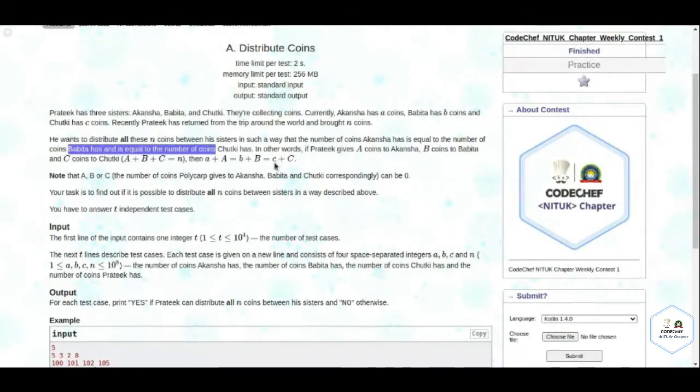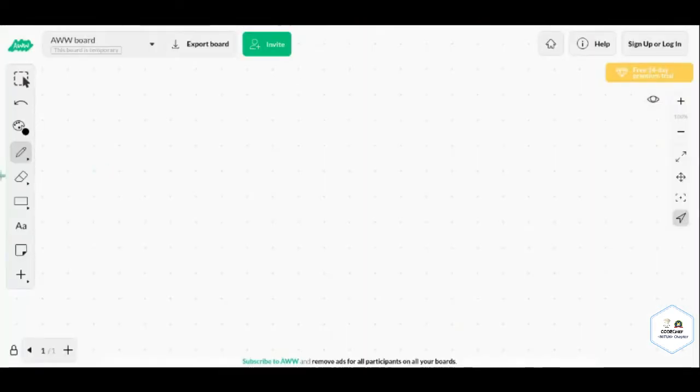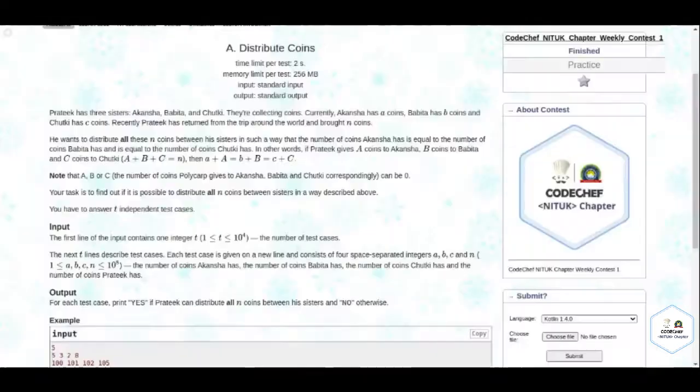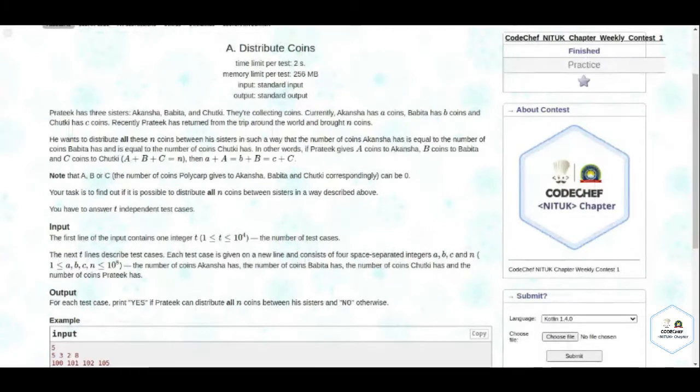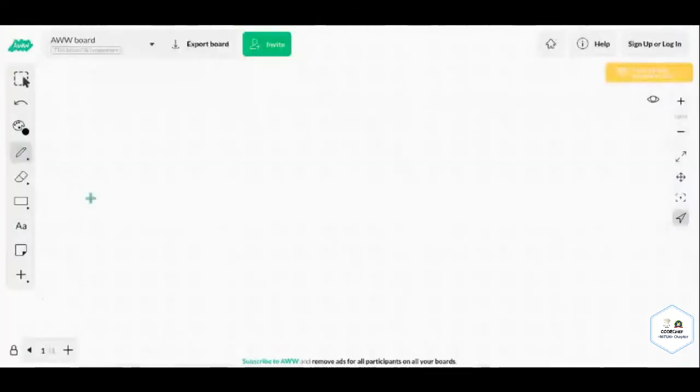In other words, let's say Pratik gives capital A to Akanksha and capital B to these sisters, then A plus B plus C is equal to N, and the coins after the distribution should be equal. So the trick for such questions, let's draw the question here. The trick to solve such questions, which involve making the number of coins or some quantity equal, is using bar graphs.